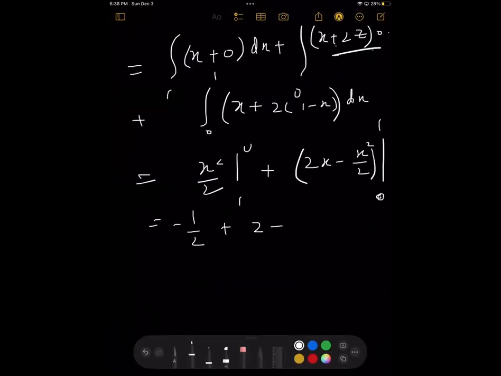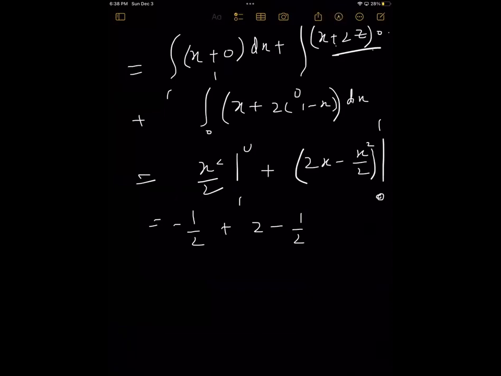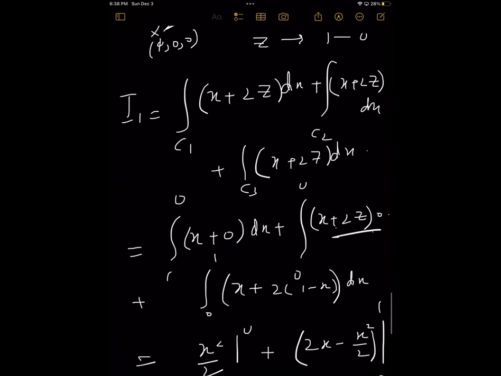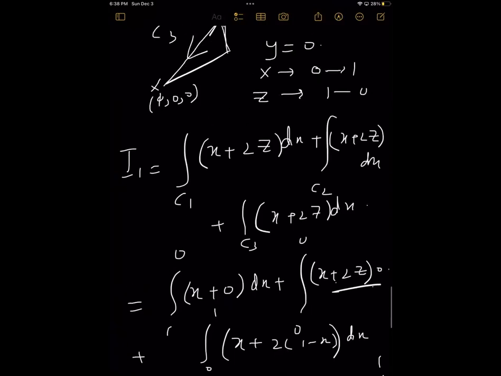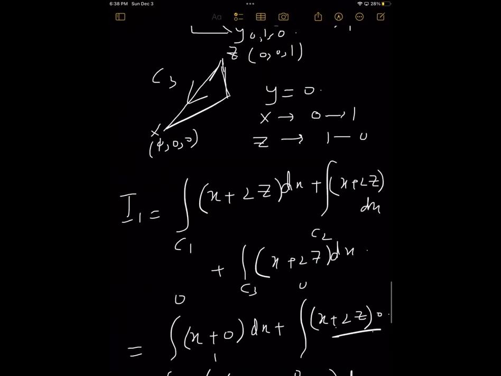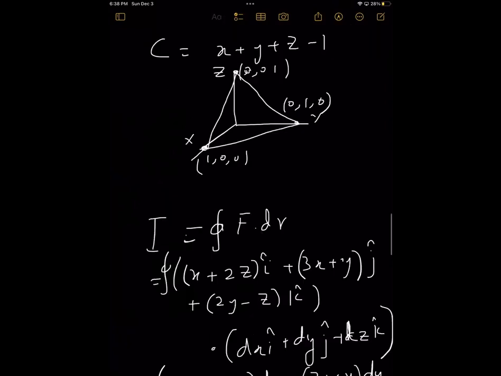I just have a question. The second term that you put, is that integral 0 to 0? Because C2 is in the YZ plane. Oh, okay, so it's 0 to 0. Yes, our x goes from 0 to 0. Okay, right. Thank you.